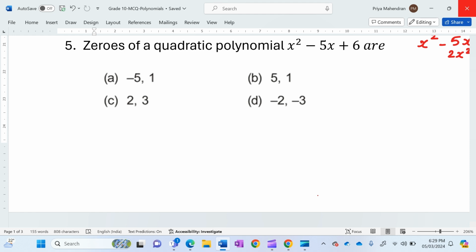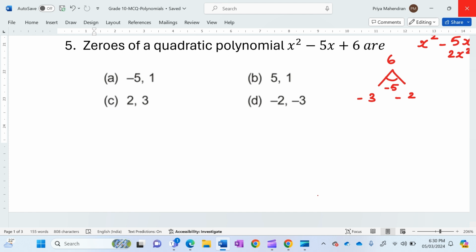Question number 5, zeros of the quadratic polynomial x square minus 5x plus 6 are... So I want to find the solution of this quadratic equation, so I can split the middle term, right? The constant, that is positive 6, should be written on top, and the middle term is minus 5. So I have to choose a combination where the product has to give 6 and the addition or subtraction has to give minus 5, right? So 3 times 2 is positive 6, but 3 plus 2 is positive 5, but I am having negative 5.